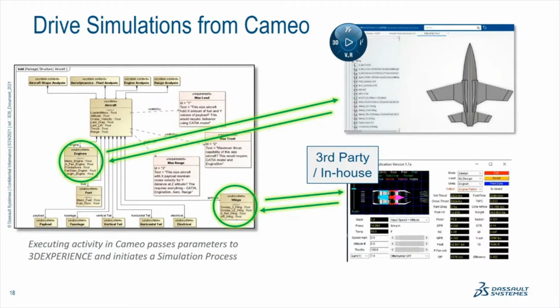For example, shown here, an object in the MBSE Cameo model can pass updated geometric parameters to the CATIA model and have it change directly. And another Cameo object can receive updates on the engine performance. So you'll see this and more demonstrated shortly.